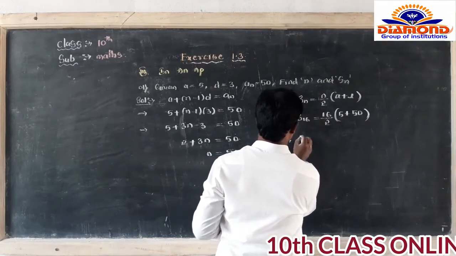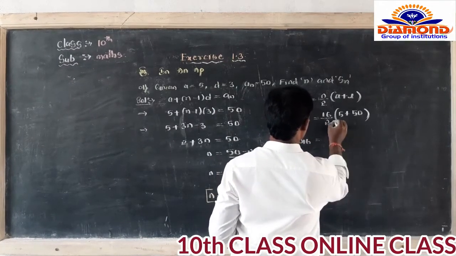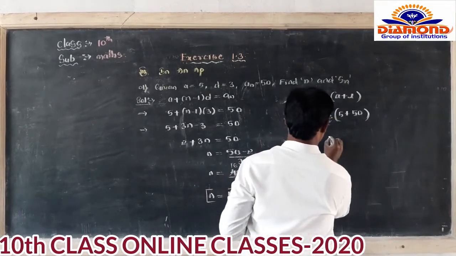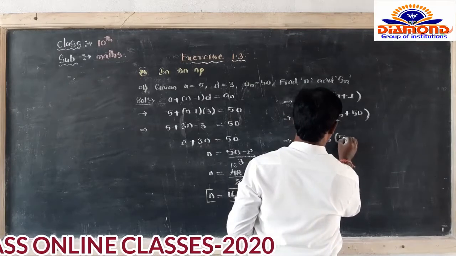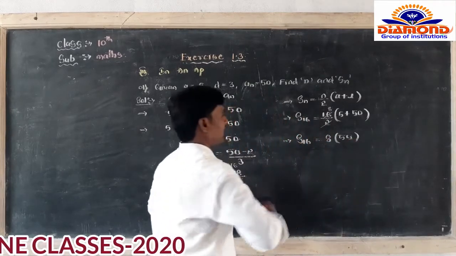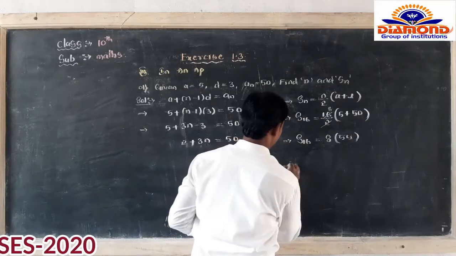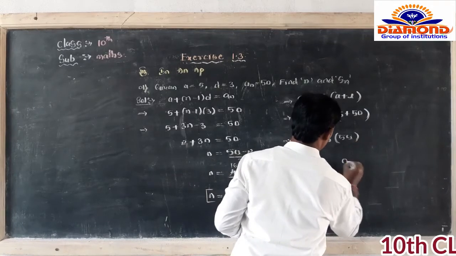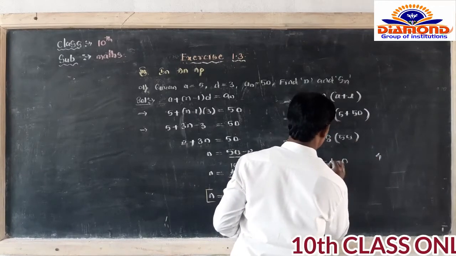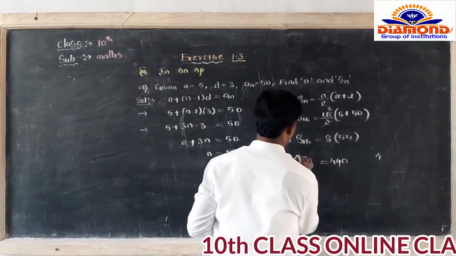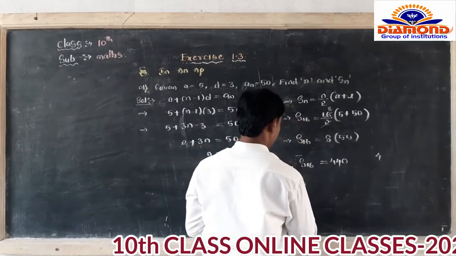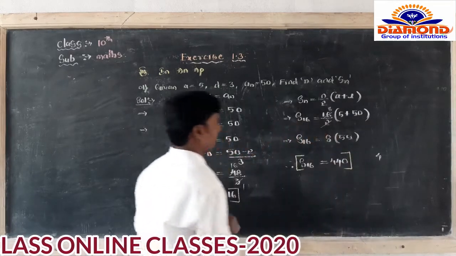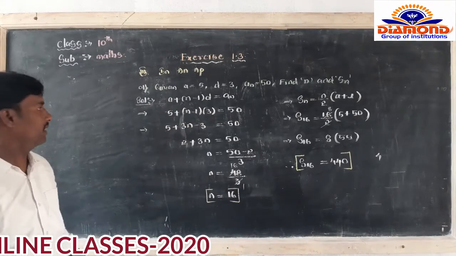Now the sum of the 16 terms is equal to 2 ones are 2, 2 eights are 16, means the answer here came 8, dear students, in the bracket 55. Adding both, how much? 55. Next step, therefore the sum of the 16 terms is equal to 8 fives are 40, carry 4, 8 fives are 40 plus 4 is equal to 44. I think you understood this question, dear students. The sum of the 16 terms is equal to, what is the answer? 440. Understood?